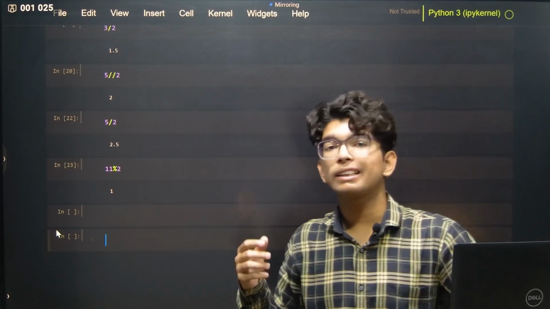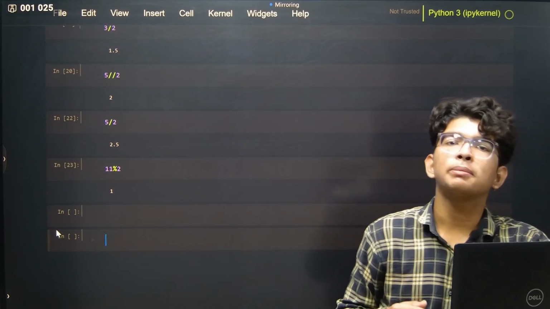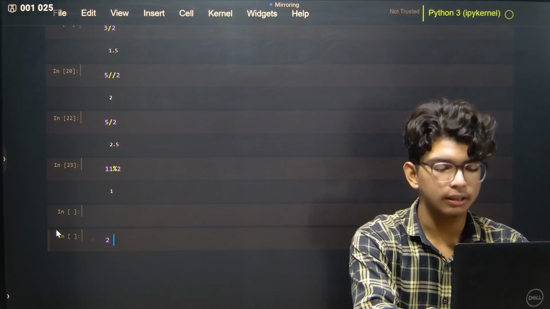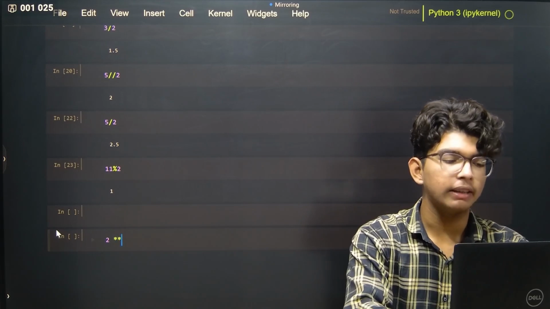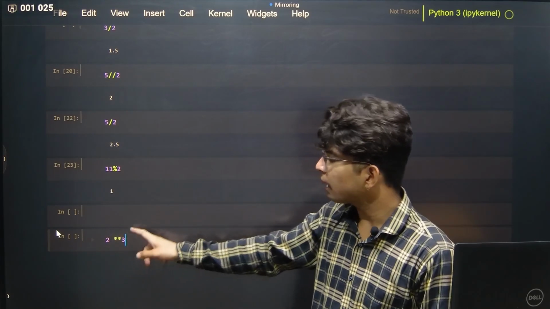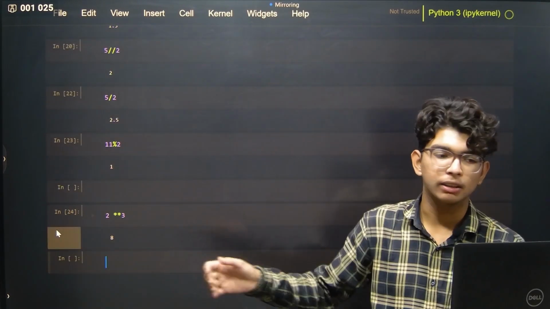Now moving on to the next operator, which is exponent, or we can simply say raised to the power. For this I just have to write a double asterisk and then any number. So here what is happening is 2 to the power 3, which is 2 cubed, and I will have the answer as 8.